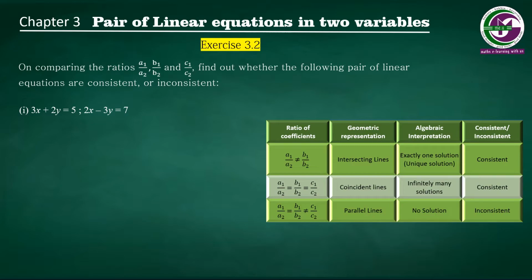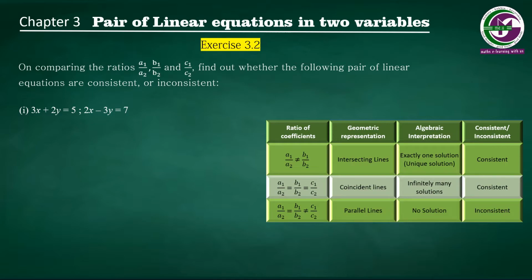For consistent there are two conditions. When a1 by a2 is not equal to b1 by b2, it is intersecting lines, unique solution, so it is consistent. When a1 by a2 equals b1 by b2 equals c1 by c2, it is coincident lines, infinitely many solutions, that means there are solutions, so it is consistent. And a1 by a2 equals b1 by b2 not equal to c1 by c2 is parallel lines, there is no solution, that means it is inconsistent. Like the previous question, here also we'll compare with the standard equation.